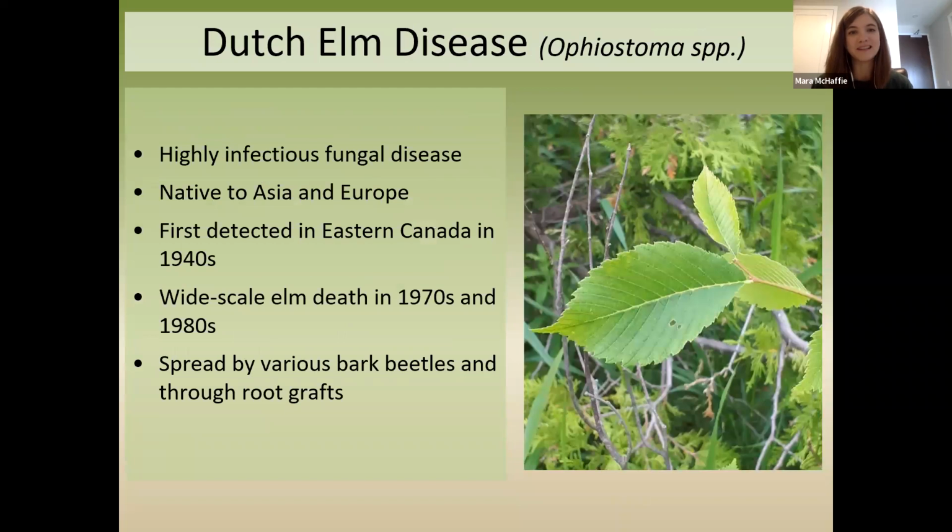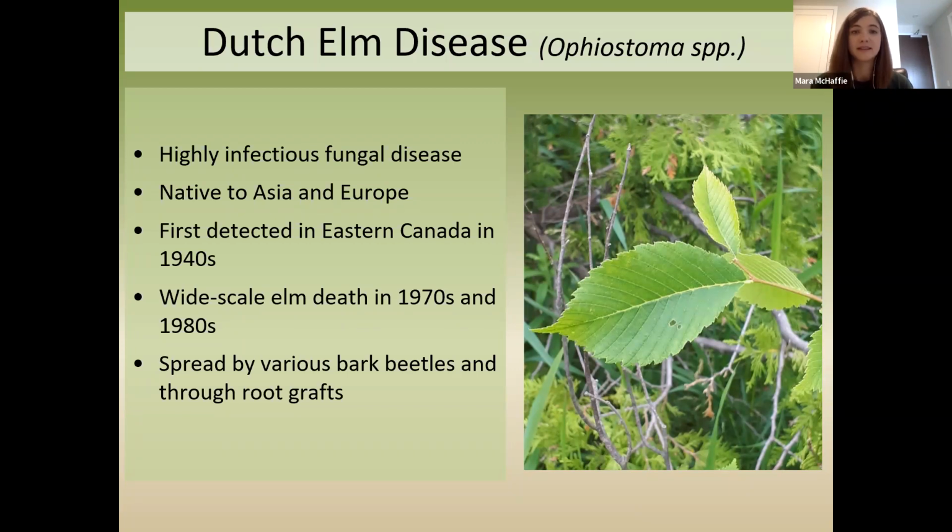And then the final species that we're going to highlight today is another fungal pathogen. It's called Dutch elm disease. You may have heard of it because it's been pretty widely talked about, and it affects a variety of elm species in Canada. You can see the photo on the right is a photo of an American elm leaf. Dutch elm disease is native to Asia and Europe, and it was first detected in Eastern Canada in the 1940s. And by the 1970s and 80s, we were seeing wide-scale elm death because of this disease.